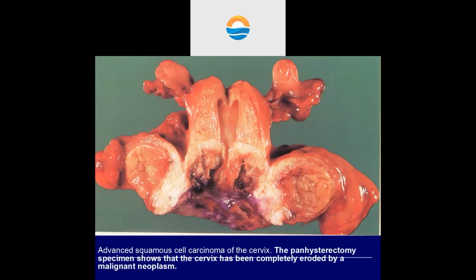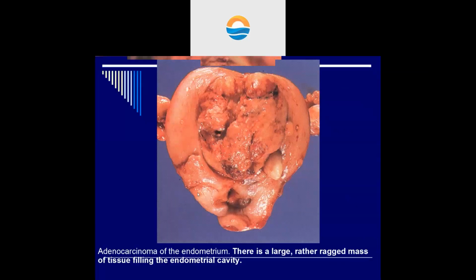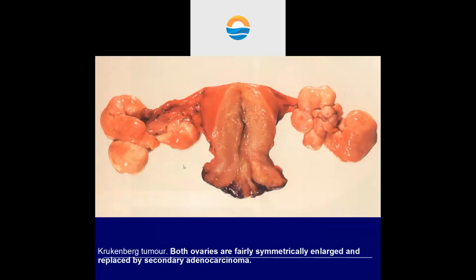uterus, you see here the cervix carcinoma, early stage adenocarcinoma of endometrium, Krukenberg tumor, remember the metastasis from stomach. And that's all for today.